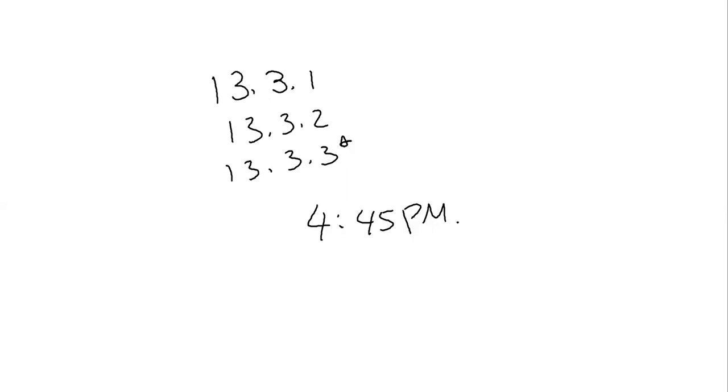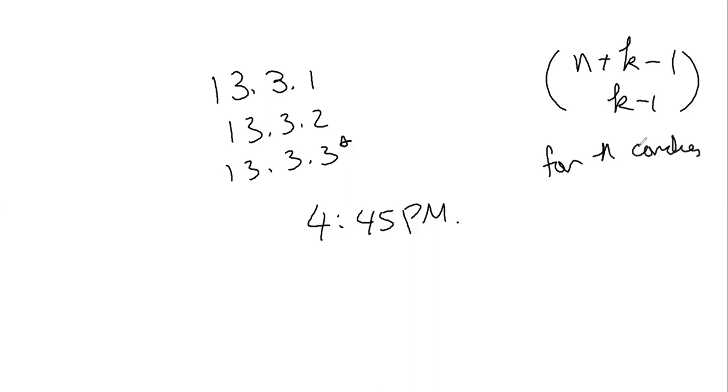All right. So try the questions out. Good luck. Think about what we did. I'll give you the formula here. It's n minus k. I think it's plus 1. No, I lied. It's n plus k minus 1 choose k minus 1 for n candies, k kids.